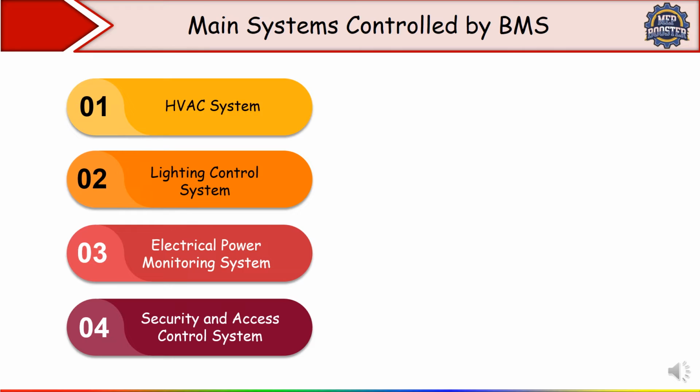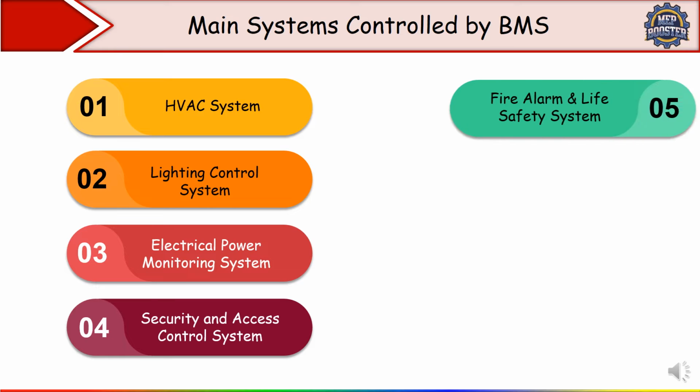For example, in the electrical power monitoring system, the BMS identifies a phase imbalance in the sub main panel and sends an SMS or email alert to the facility manager. So this is the main purpose.